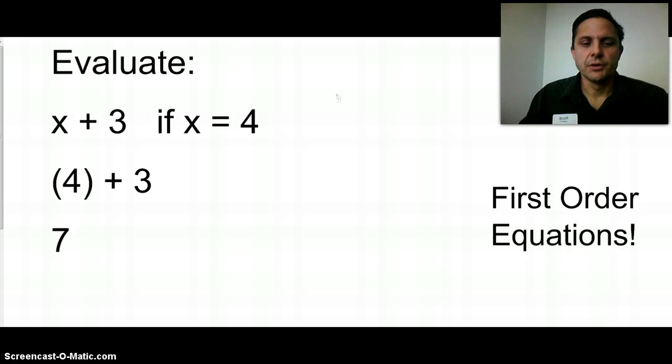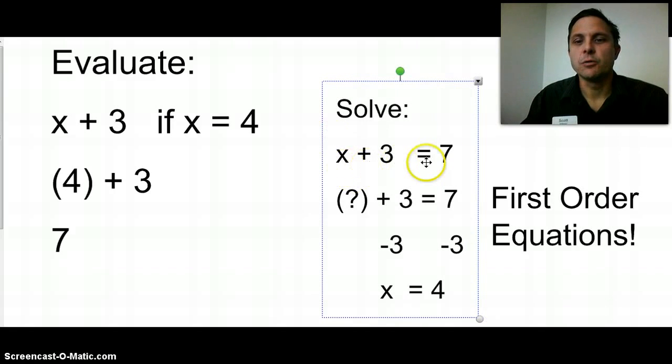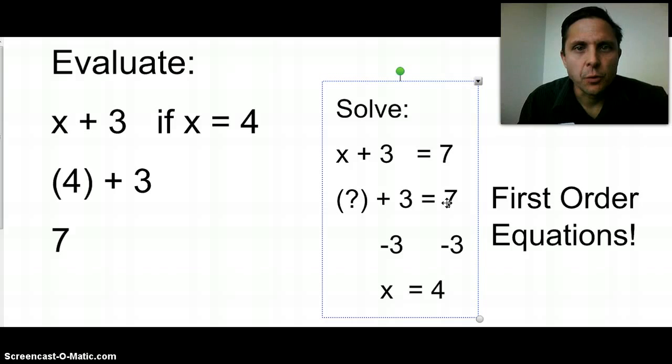Well, the question becomes, how do we figure it backwards? What if I tell you I want the expression to be 7? Well, that means the expression x plus 3 equals 7, shown here. So what plus 3 gives 7? Well, we know the answer is 4. We already figured out the answer is 4.